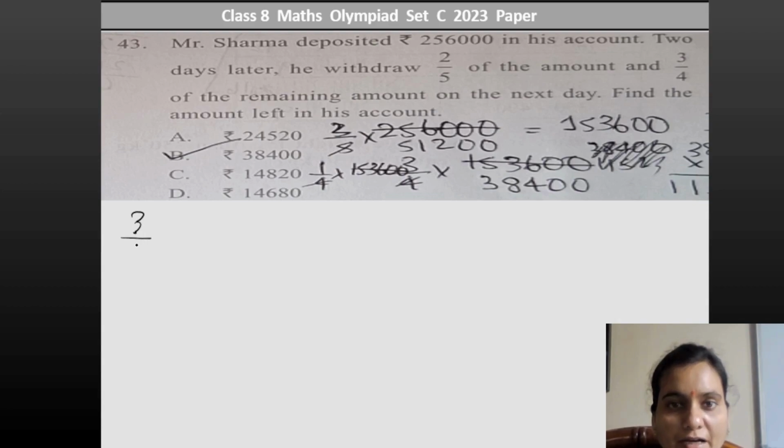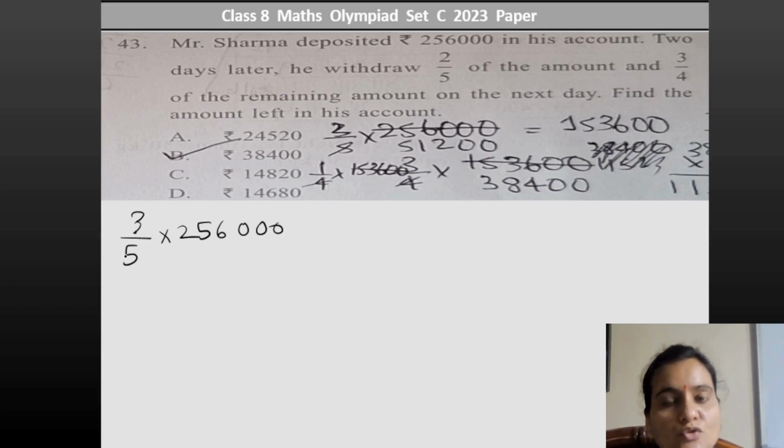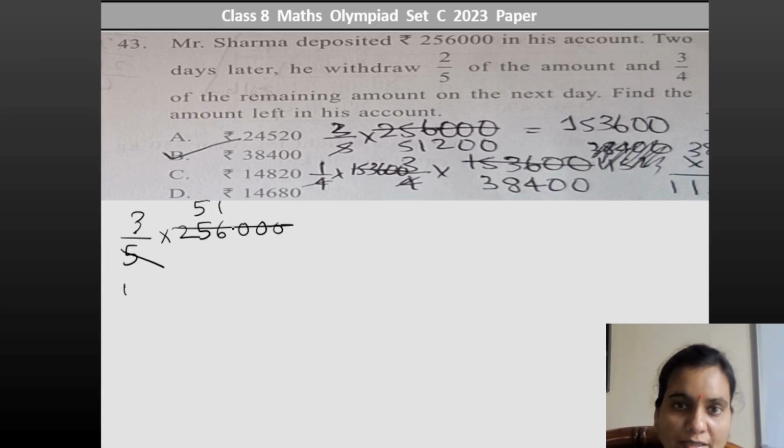So 3 by 5 into 256,000,000 will give me the amount which is left in his account after he removes 2 by 5 on the first day. So 5 ones are 5, 5 fives are 25, 5 ones are 5, 6 minus 5 is 1, 1 comes here, so 5 twos are 10 and then double 0.